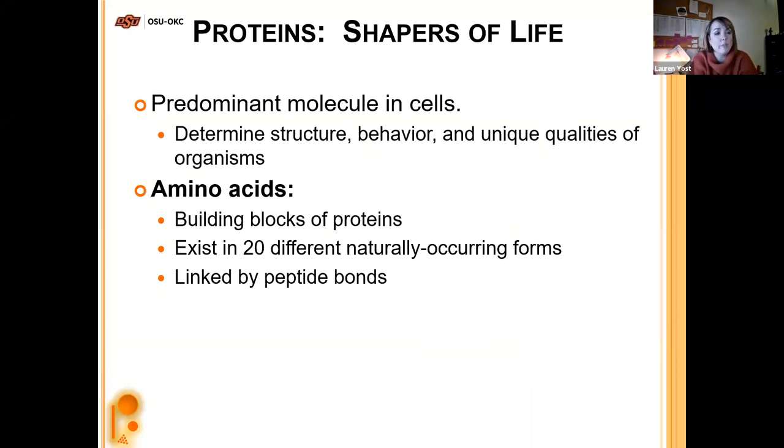Proteins are the shapers of life. Yes, this is very true. They are the predominant molecule in cells. And when I say a protein, that is a vague term, believe me.